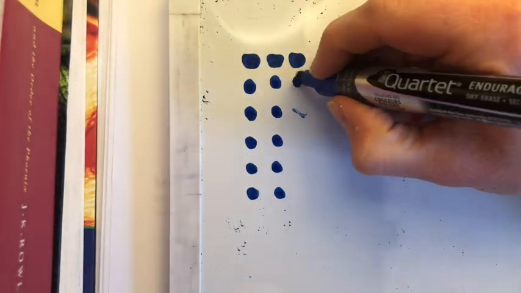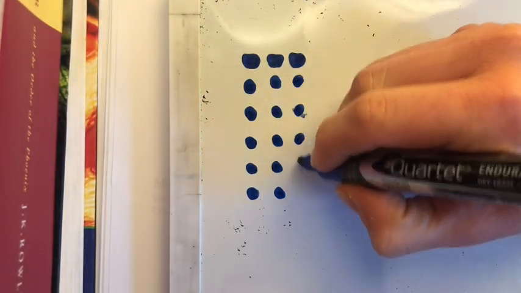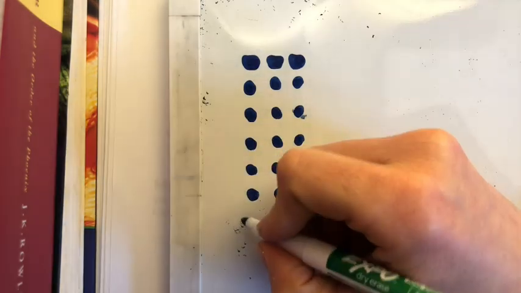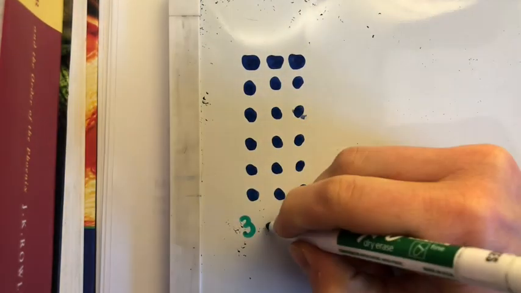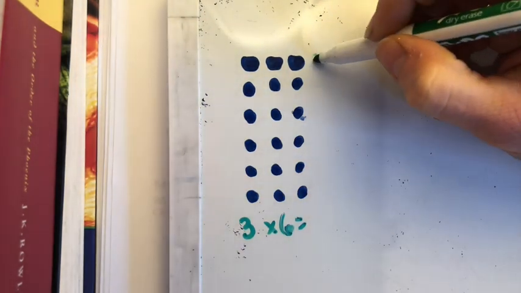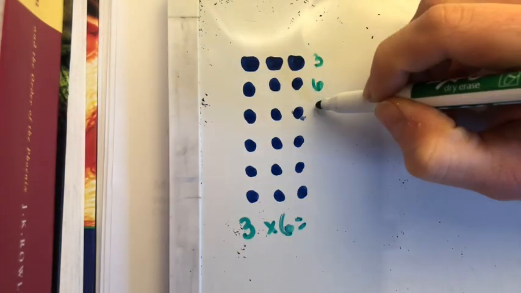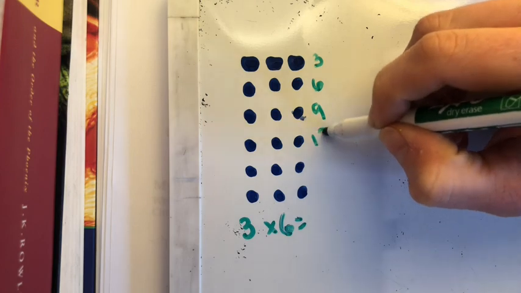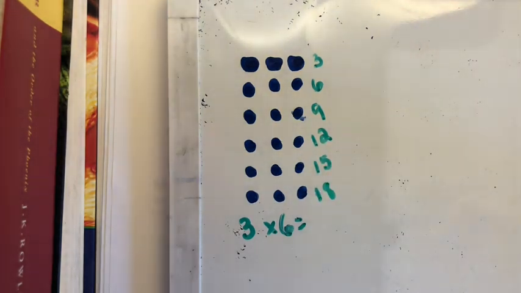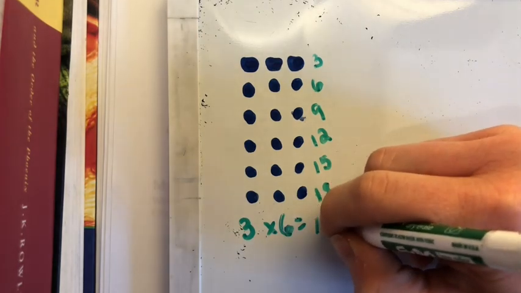Oopsie. 2, 3, 4, 5, 6. Okay, so this is my array for 3 times 6. So let's count by threes. 3, 6, 9, 12, 15, 18. Oh, 3 times 6 is 18.